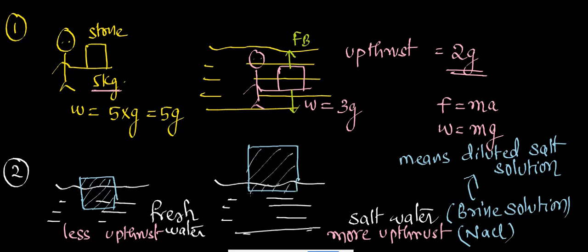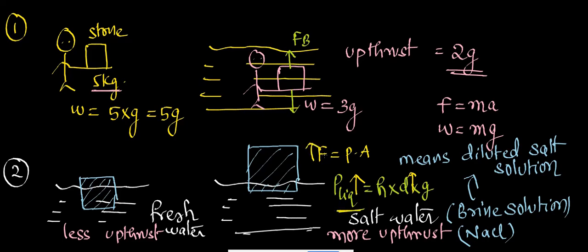How can you say that in salt water there is more upthrust? Salts are present, so density increases. Yesterday I told you, pressure exerted by liquids is depth into density into acceleration due to gravity, that is h, rho, g. Density is increasing, so pressure in liquids is increasing. The formula for force is pressure into area, so force is also increasing. Clear?